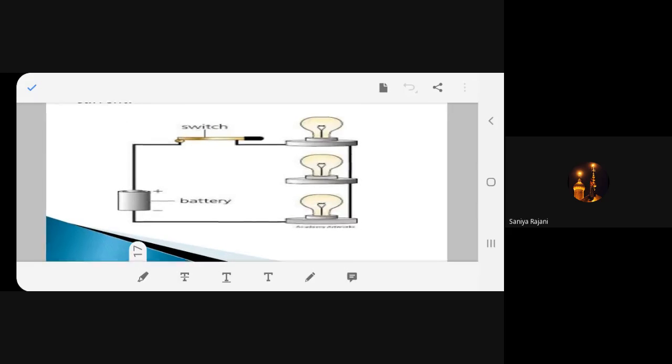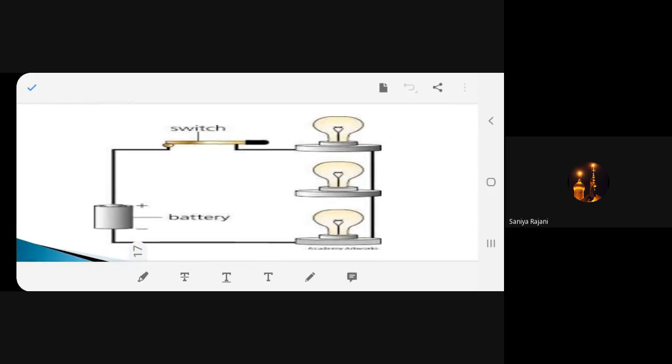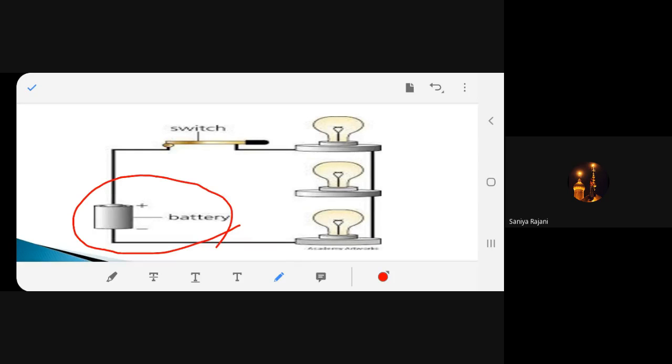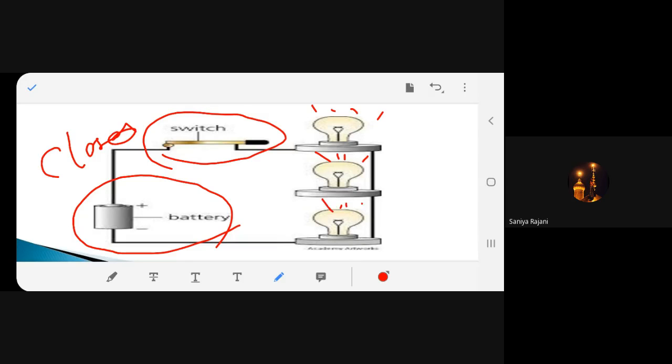See over here? This is series. Now this is a battery, agree? And this is a switch. It is closed. It is a closed circuit, isn't it? And all of them are glowing because it's a closed circuit. Agree? And all of them are in one line. Can you see this? They are in one line.